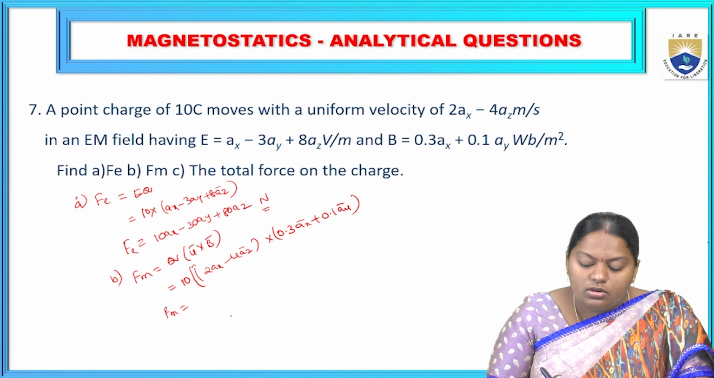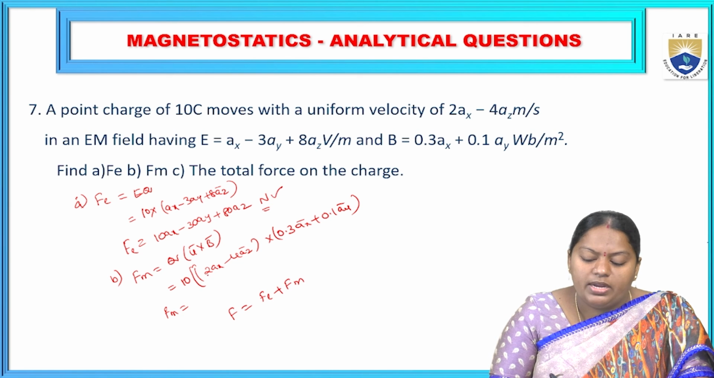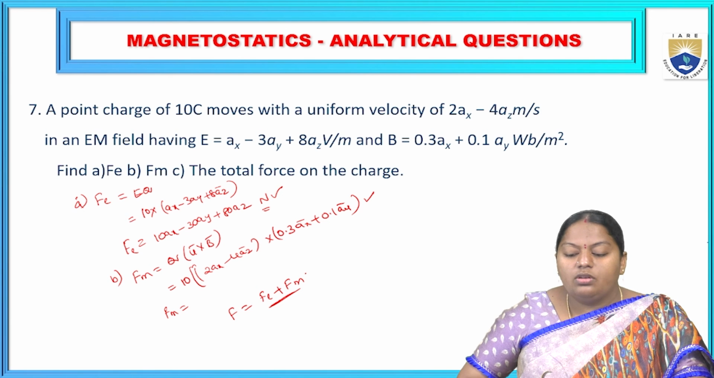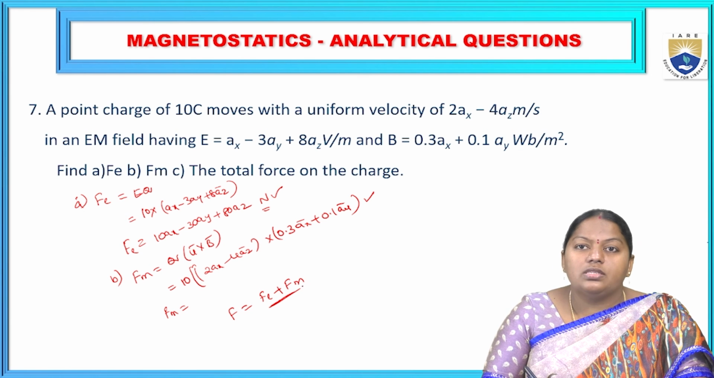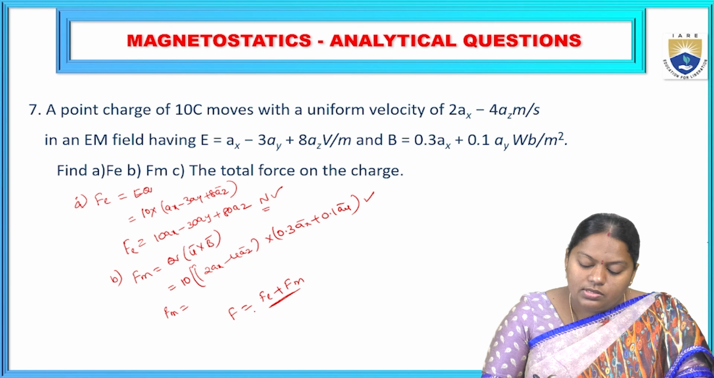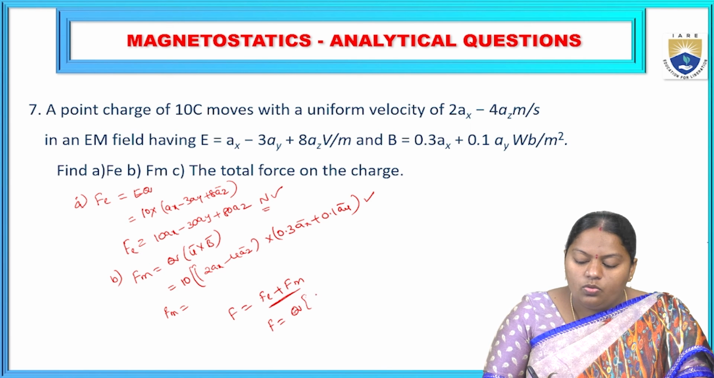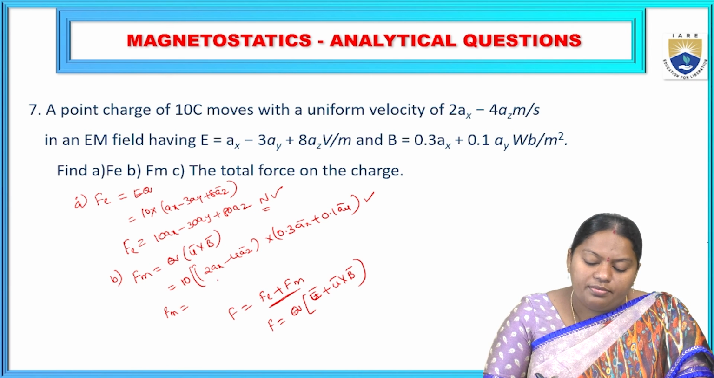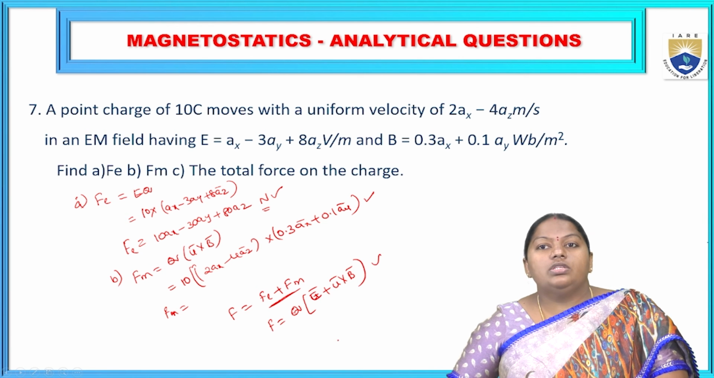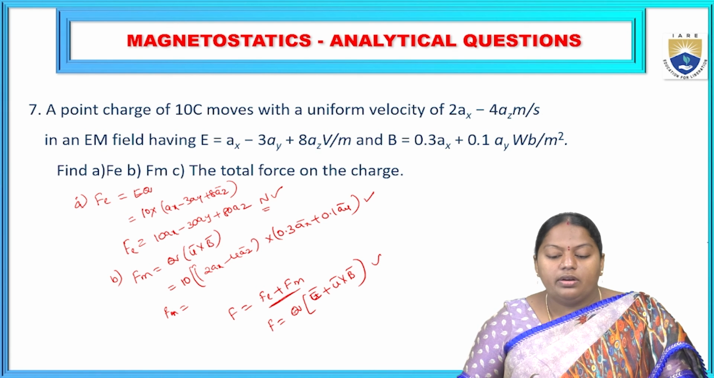Then finally, to find the total force, F is equal to Fe plus Fm. By adding the electric force and the magnetic force, it becomes the total force on the charge, F equal to Fe plus Fm. Or we can use the formula F equal to Q, which is a scalar, into E bar plus U bar cross B bar. Right? Directly we can add Fe and Fm to get the total force, or else you can use the formula Q into E bar plus U bar cross B bar as the other method.